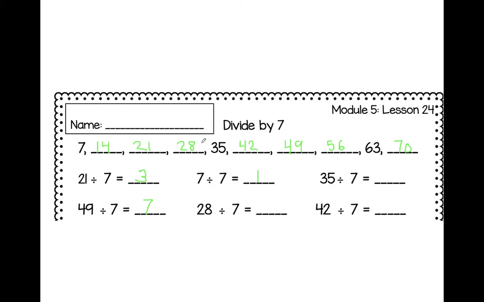Identify 28 in your skip counting line, and that is 1, 2, 3, 4. That is the 4th number over. So 28 divided by 7 is 4. 35 is the 5th number over. I'm going to show you how I found that out. It is 1, 2, 3, 4, 5. And so 35 divided by 7 is 5, or 7 times 5 equals 35. And then 42 divided by 7 is 1, 2, 3, 4, 5, 6. It is the 6th number over, and that means 7 times 6 is 42.